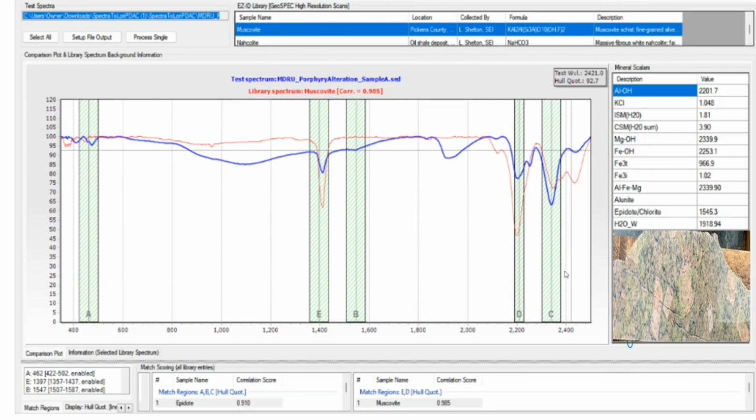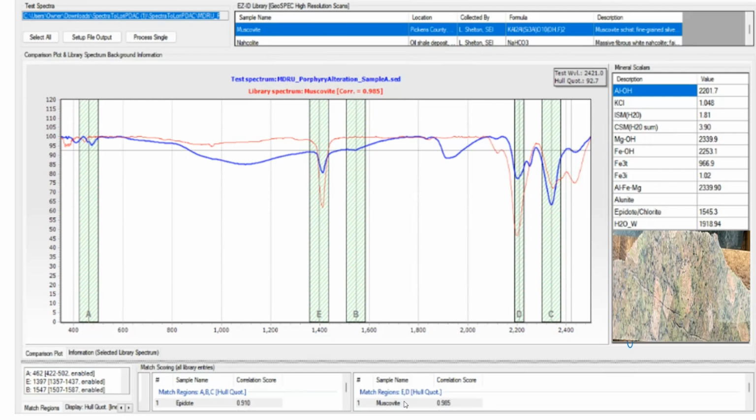And you can see the picture in the bottom right here. That was the sample that was actually measured. To the top of that is going to be our built-in mineral scalars. So you can actually identify the white mica by placing these green match regions in. We placed a match region at 1400 nanometers and at 2200 nanometers. This is going to be regions E and D. And we were able to accurately identify the muscovite. So if you look down here at the bottom right, match regions E and D, we were able to identify that white mica.